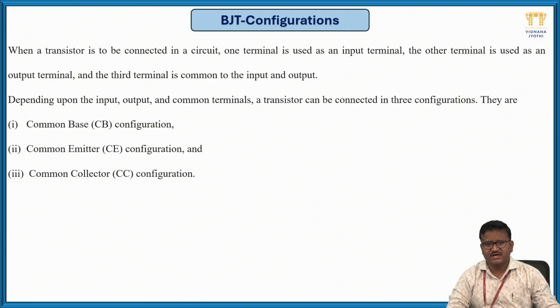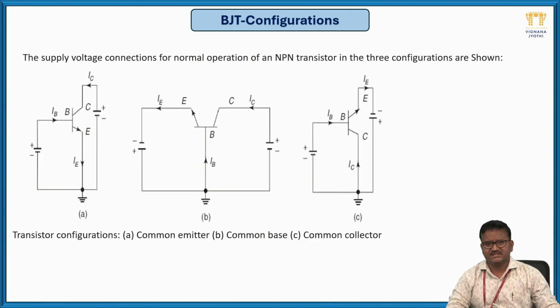In a common base configuration, the base is common, so the emitter can be used for input and the collector can be used for getting output. Likewise, we have three configurations for a transistor. So this is how we can connect the transistor in a circuit.